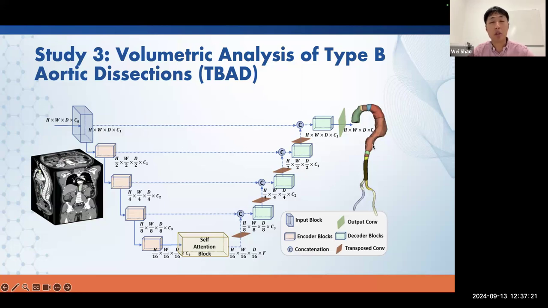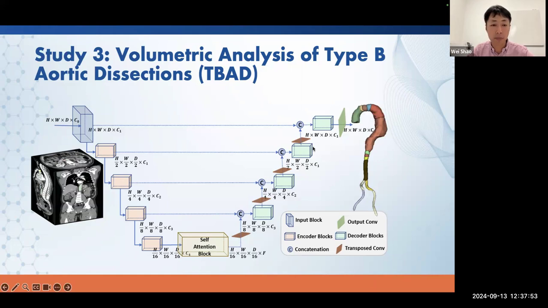But this recommendation is not that great because usually those diameters are not measured in the perpendicular plane, but instead they measure in the axial or sagittal plane, which does not reflect the true diameter of the aorta. And another thing is that they only have one measurement of maximum diameter, but different zones, based on our finding, they grow at different rates.